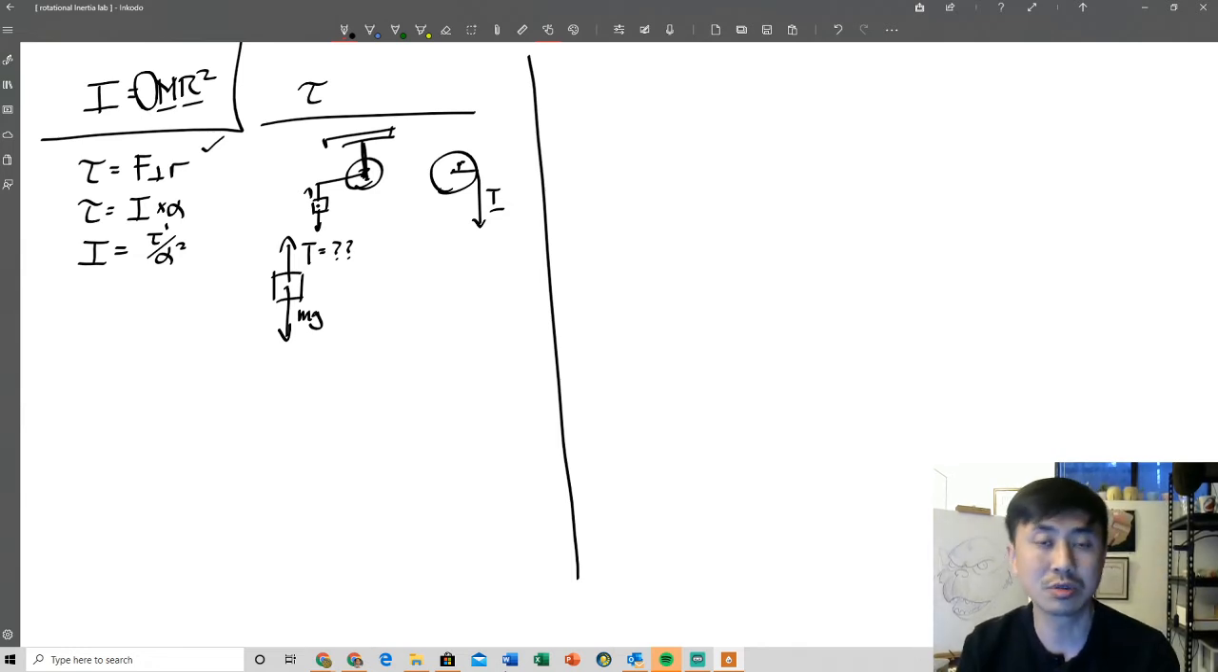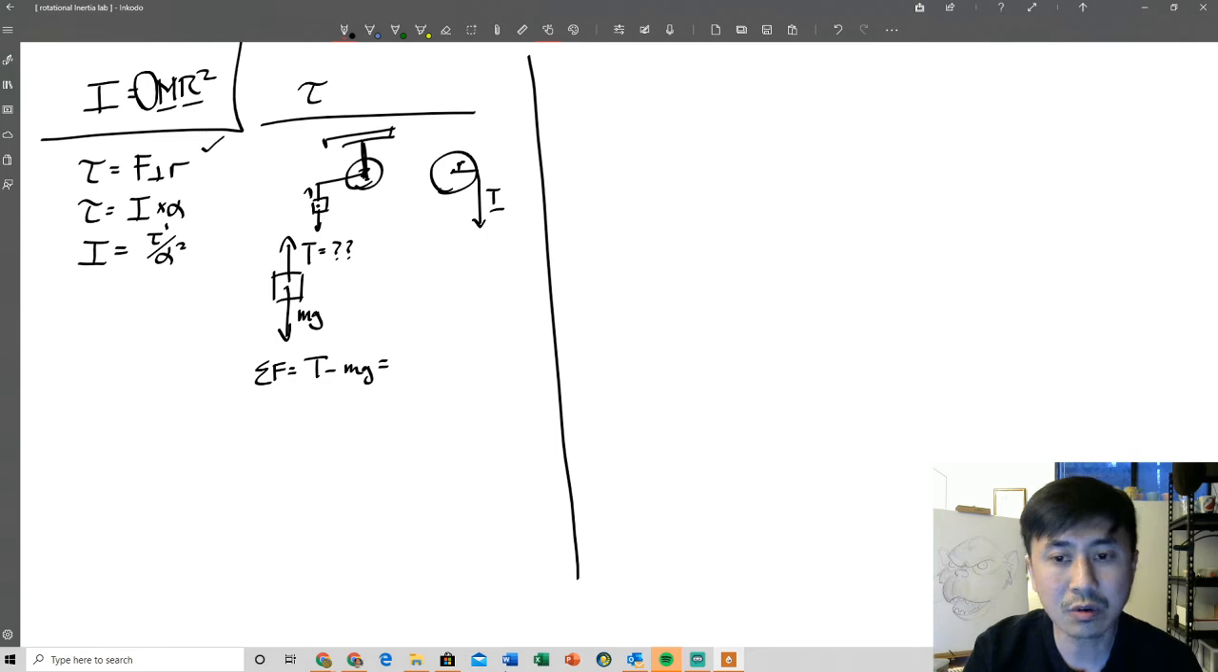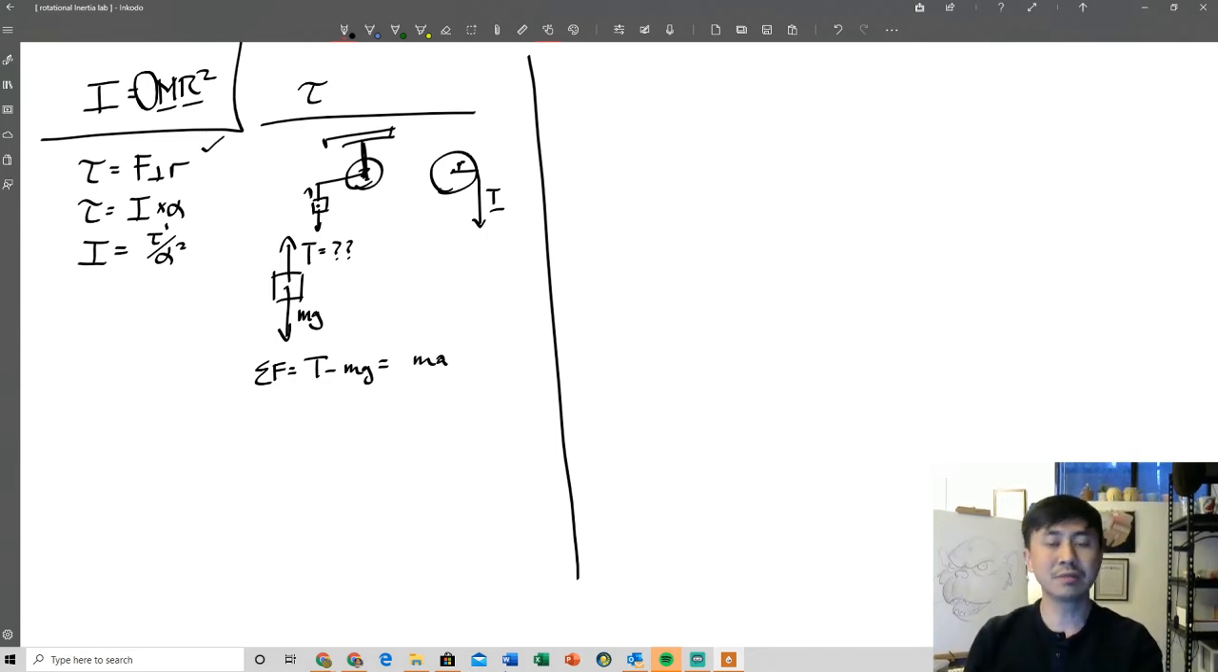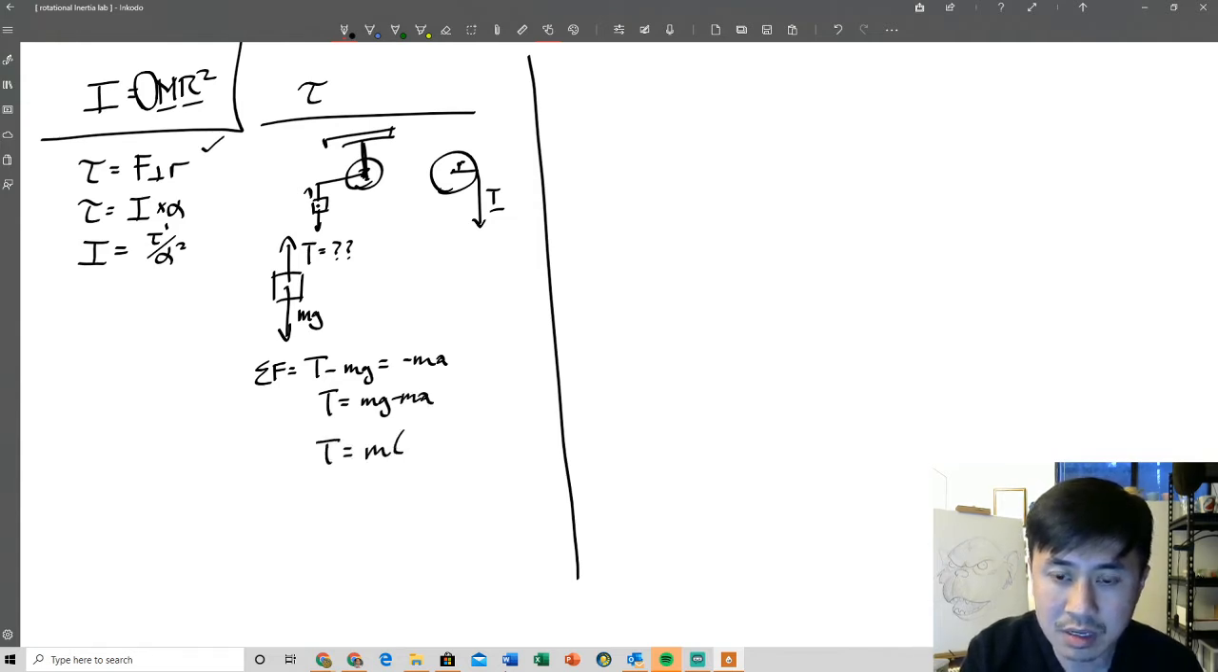So we're going to need to do some sum of forces. The sum of forces is equal to, the tension's positive, the mg is negative, and it's going to equal ma. Is this ma positive or negative? It's negative, right? It's falling down. So all we got to do is solve for tension. Tension is equal to mg minus ma. That means tension is equal to m times (g minus a).